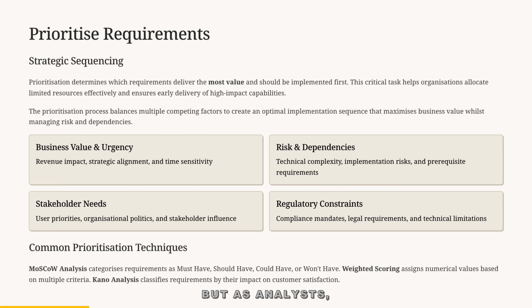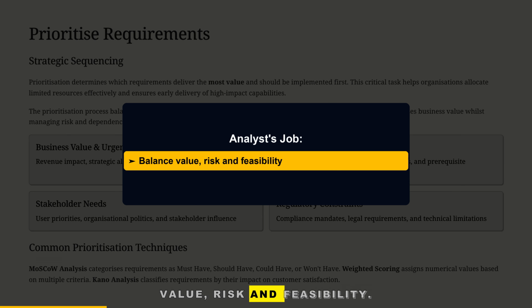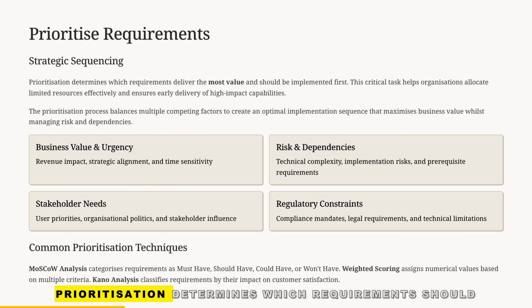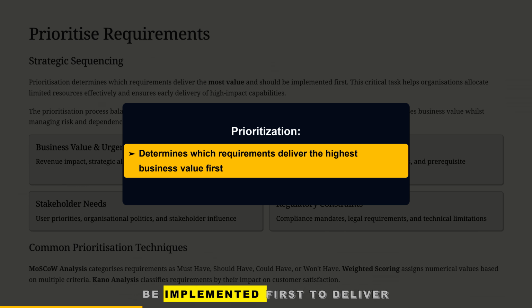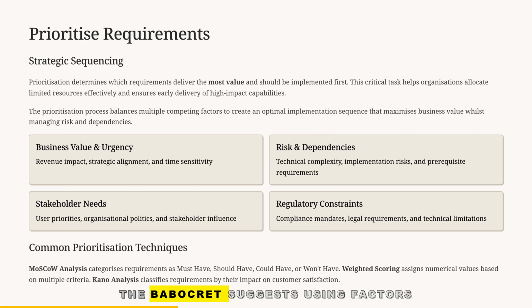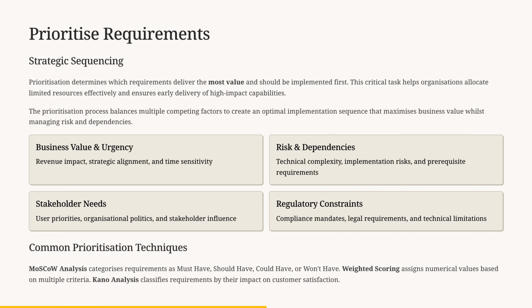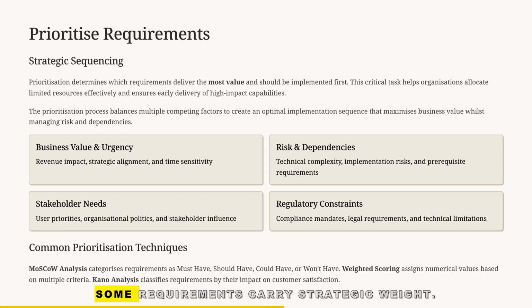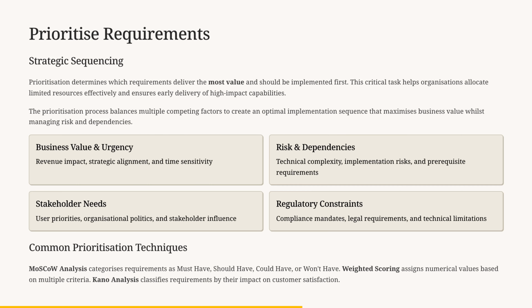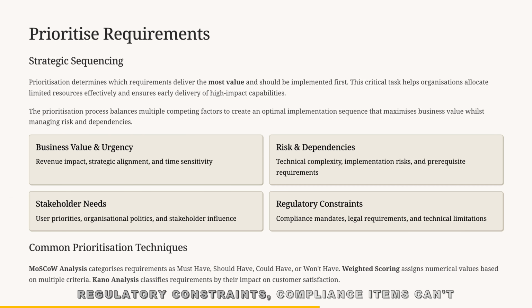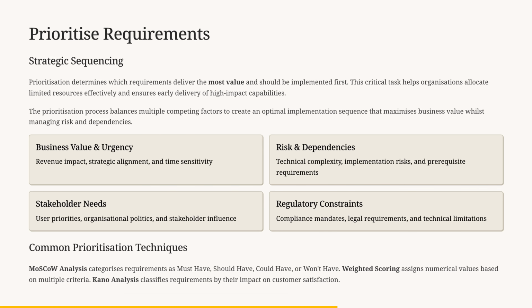But as analysts, our job is to balance value, risk, and feasibility. Prioritization determines which requirements should be implemented first to deliver the highest business value. The BABOK suggests using factors like business value and urgency, for instance, a revenue-critical feature; risk and dependencies, technical prerequisites or resource limits; stakeholder needs and politics, some requirements carry strategic weight; and regulatory constraints, compliance items can't be ignored.